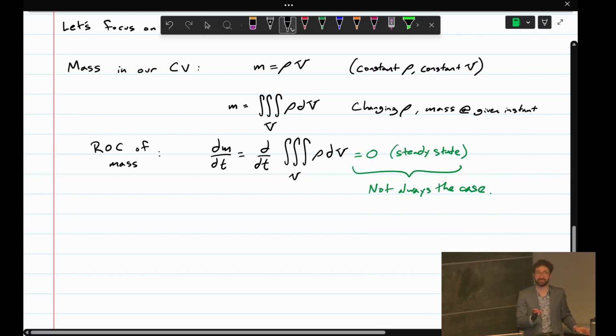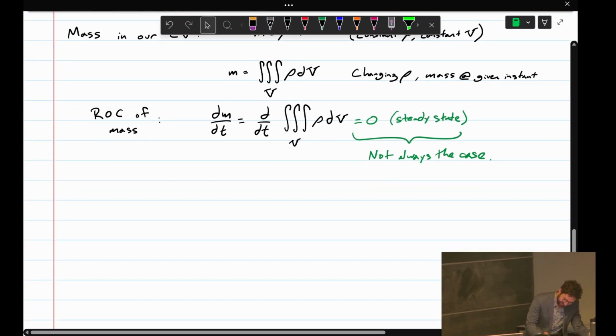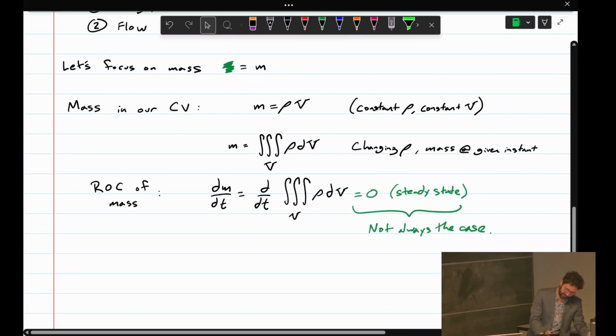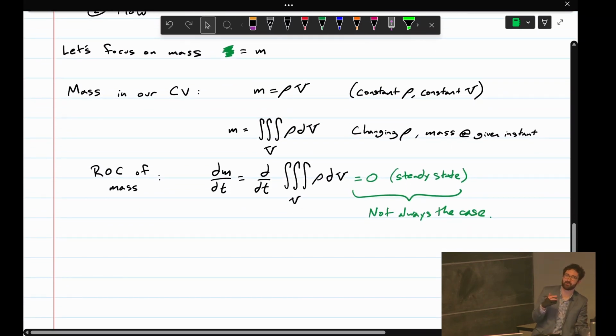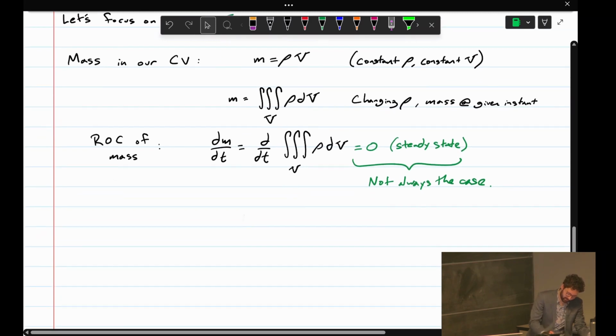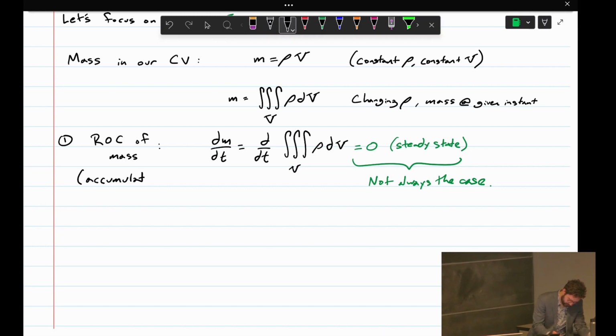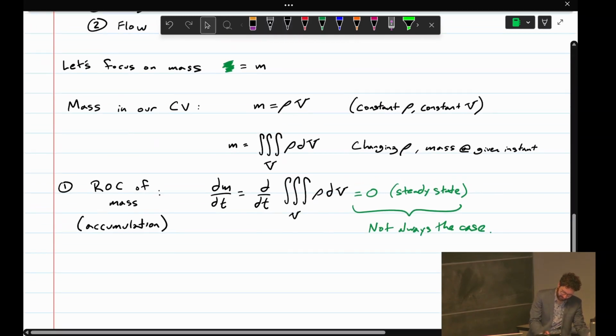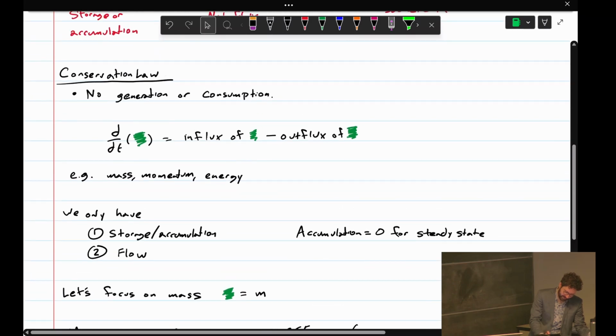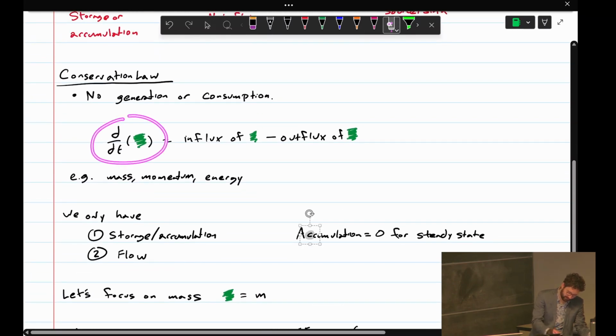Unfortunately, we're about to see a double integral, so it might come back. Okay, so this was our first physical process. This was the accumulation. So the rate of change of mass is accumulation. Right? dm/dt is our right-hand side of our conservation law. That is accumulation.